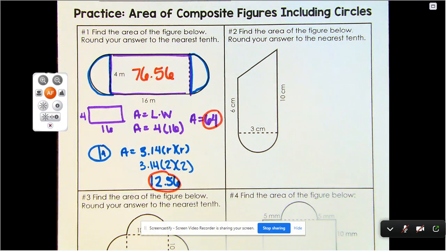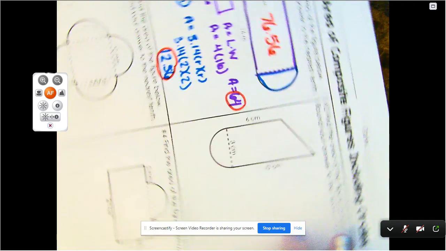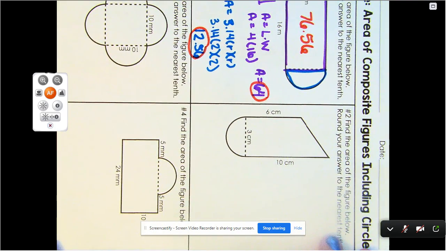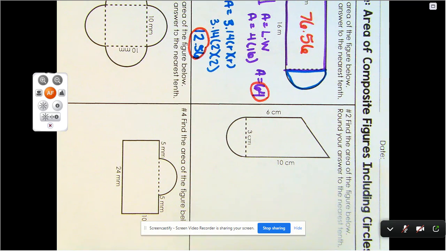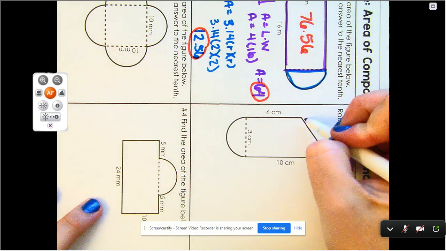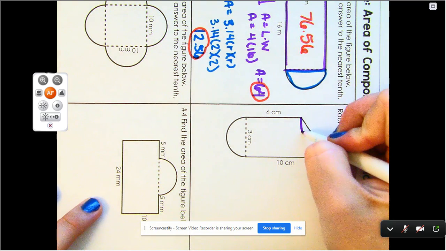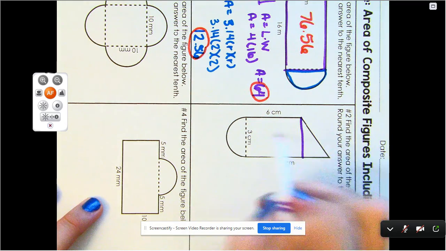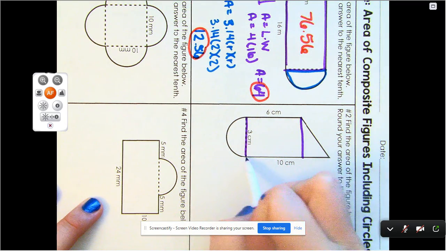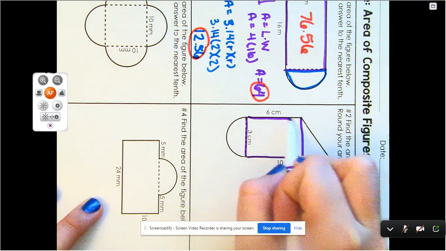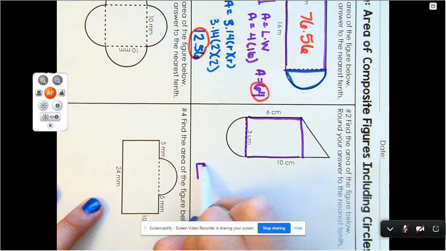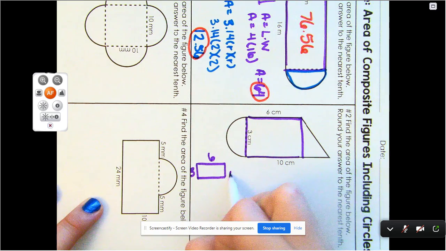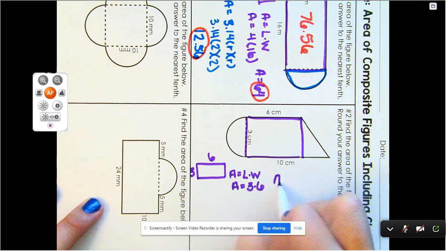Okay, number 2, I'm going to go ahead and turn this one to the side so we can see the shapes. So number 2, let's go ahead and pull apart the shapes that you see on the inside. So I see a rectangle if I put a line down the middle and split the trapezoid into a rectangle and a triangle. So as I pull out the rectangle, I notice that the length is 6, the height is 3, length times width, 3 times 6, and that happens to be 18.